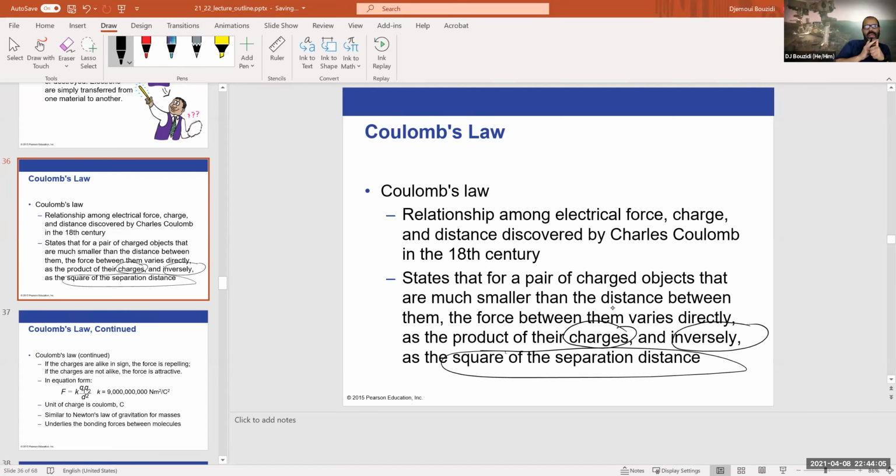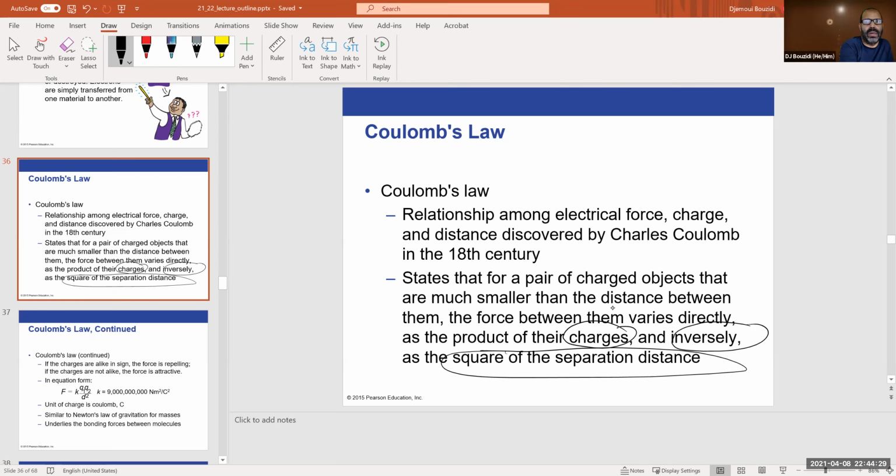So like charges repel and unlike charges attract, and the force is dependent on the strength of each charge. The more charge you have, the stronger the force is. And the last one is that it's inversely proportional to the distance. The further they are, the weaker the force is. The closer they are, the stronger it is. And actually it goes by the square value, not in a linear fashion.